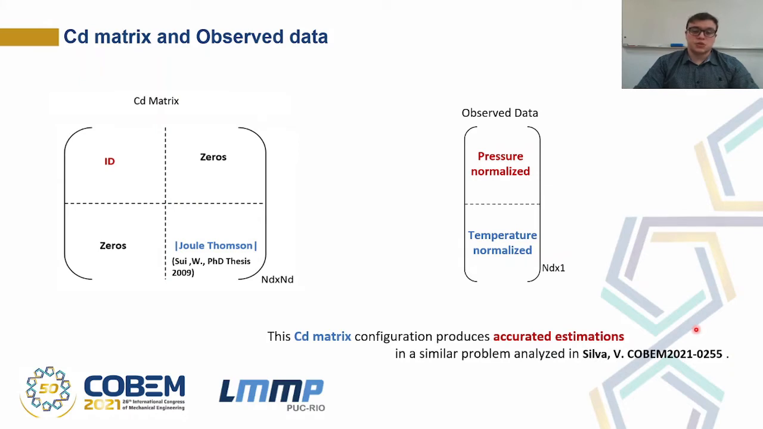The CD matrix used is composed of two diagonal blocks associated with each independent observed data. The first block corresponds to the pressure data, followed by the temperature data. The CD matrix was created based on a PhD thesis that used the Joule-Thomson coefficient to correlate the pressure and the temperature data in the Levenberg-Marquardt method. The CD matrix also has an addition of a weight of 10 to the power of minus 4, and to avoid scale problems, the pressure and the temperature data were normalized.